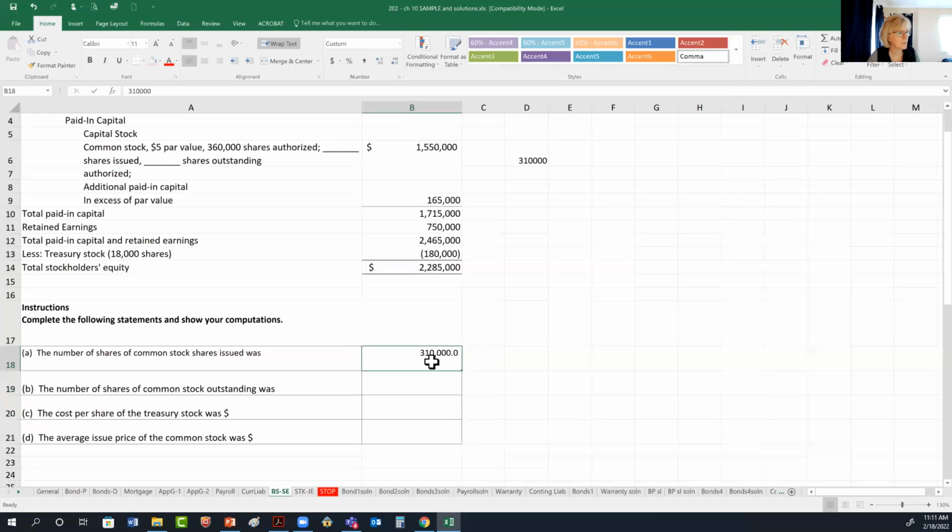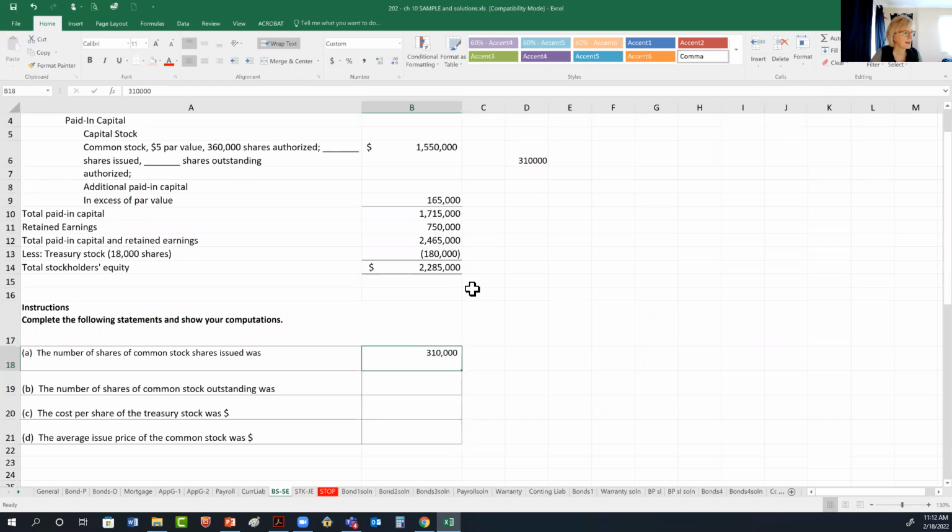So in this case, our number is 310,000 shares issued. Okay. So something I'm going to ask you to do is, when you come up with that issued share number, compare it to what was authorized. Authorized needs to be the same or more than issued, but it cannot be less. If it's less, it means you just made an error with your calculator.